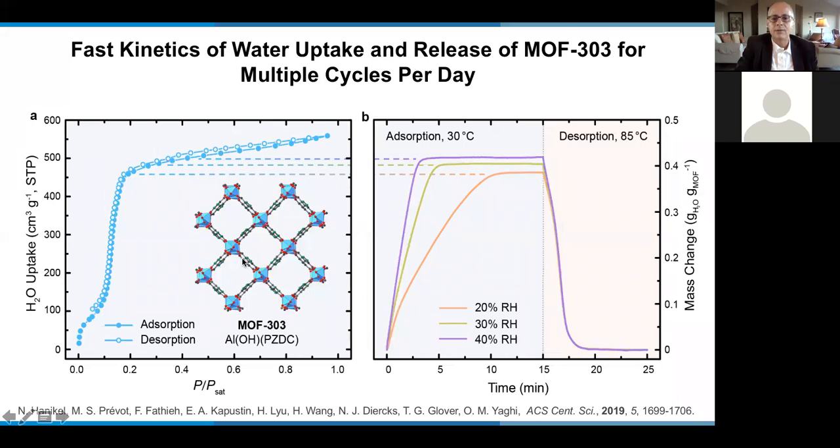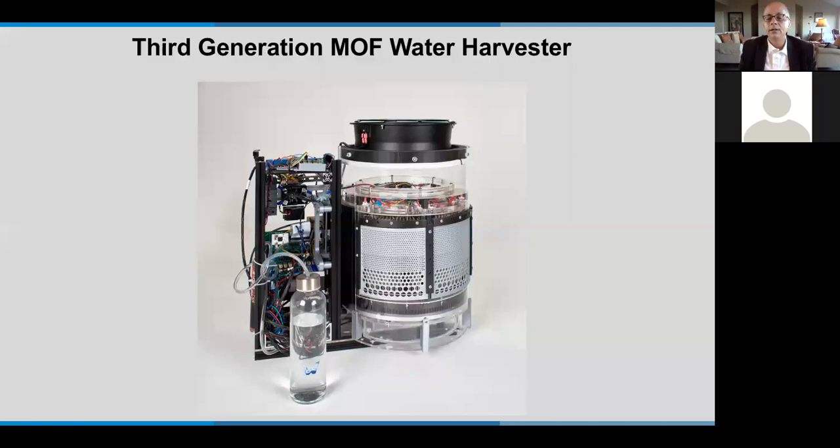So this is MOF 303, and you can see here the adsorption is within minutes at different humidities. The desorption, let's say if you decide to desorb at 85 degrees, happens within minutes. So that basically is telling us, if you want to commercialize this, one of the things you could do, if you don't want to do the passive device, you want to do the active device, then you can do many cycles during the day. And accordingly, we built a 3rd generation device shown here.